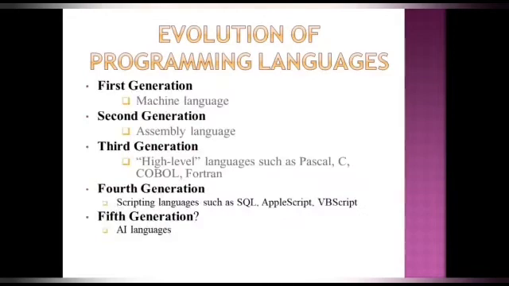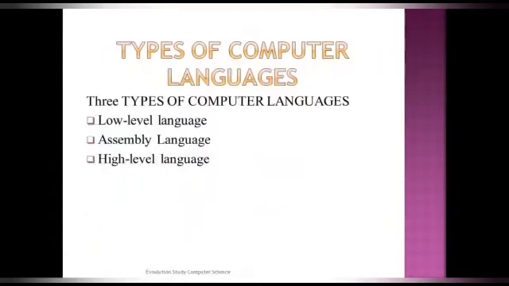Evolution of programming languages. First generation: machine language. Second generation: assembly language. Third generation: high level languages such as Pascal, C, COBOL, Fortran. Fourth generation: scripting languages such as SQL, AppleScript, VBA script. And the fifth generation is the AI language. Now let's talk about the types of computer languages.